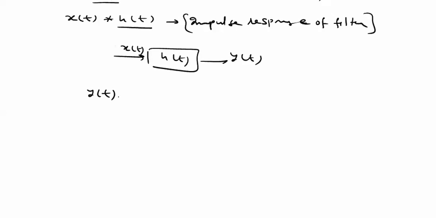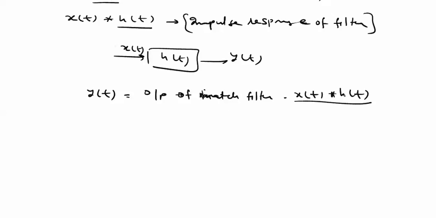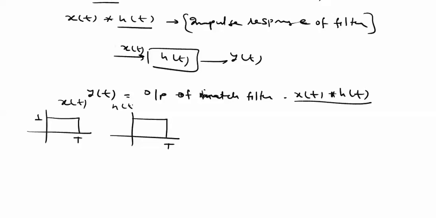To calculate the output of the matched filter, it comes from x(t) convolved with s(t). So we have to convolve these two terms. If the input is given to us as x(t) and s(t), then find the convolution between these two.